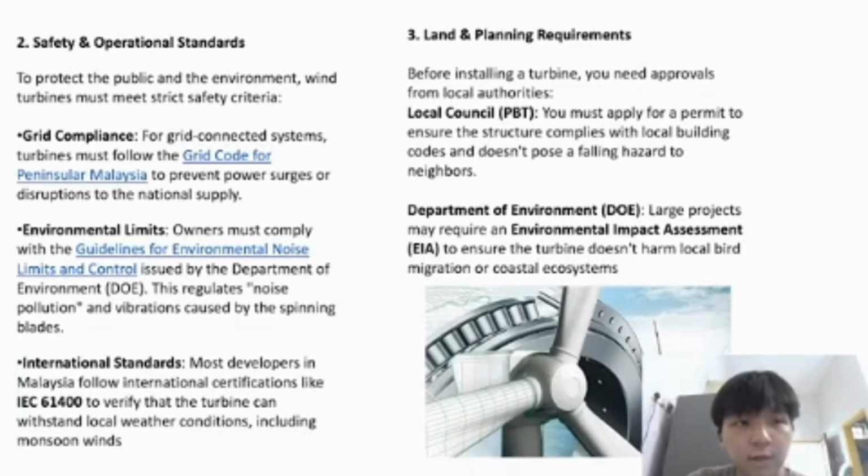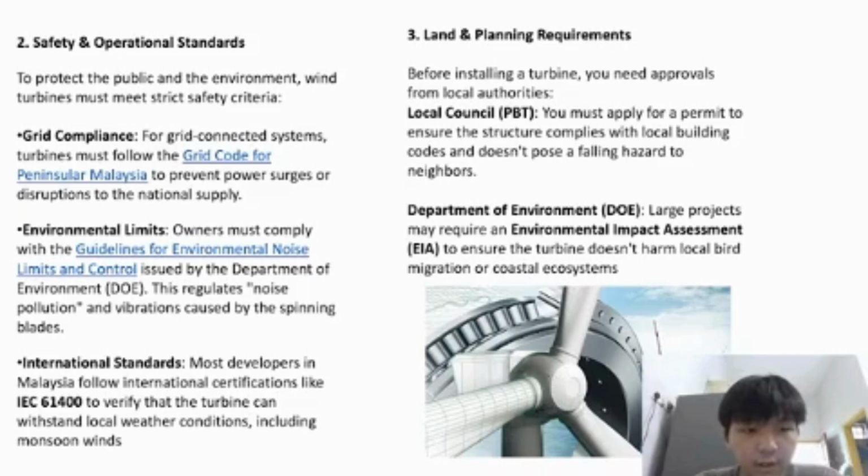For the safety and operational standard, this is to protect the public and the environment. Wind turbines must meet strict safety criteria. For the grid compliance, for grid connection systems, turbines must follow the grid code for Peninsular Malaysia to prevent power surges or disruption to the national supply. As for environmental limits, owners must comply with the guidelines for environmental noise limits and control issued by the Department of Environment. This regulates noise pollution and vibration caused by the spinning blades.